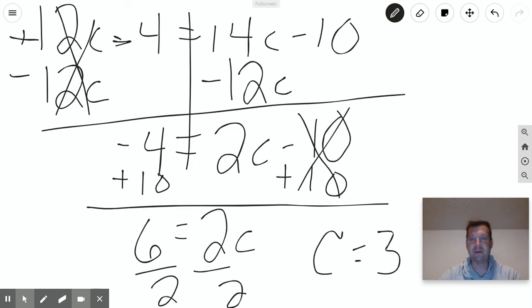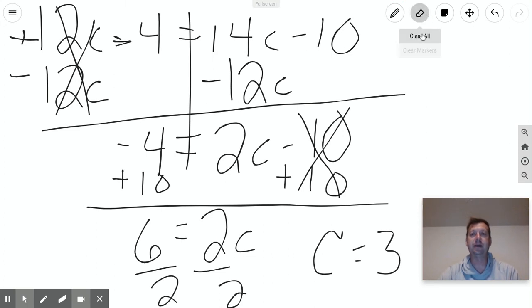My suggestion, if something right there did not make sense, rewind the video here and go back and watch again and see if you can figure out what I did. So step 1 is the one that seems to foul people up the most. I took the smaller number. 12 is smaller than 14, so I subtracted 12c on both sides.